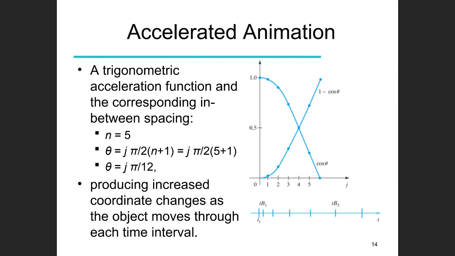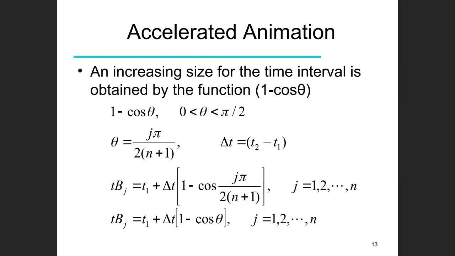Now by using the value for theta, we have to compute 1 minus cosine theta, and once that is computed, finally we calculate the value for t of bj, because t of bj depends on t1 and delta t. T1 is fixed, which is not changing. Delta t we have to calculate only one time by using this equation, and 1 minus cosine theta is changing every time, because in the equation for theta, j is changing every time. For example, for the first in-between frame, j will be equal to 1. For the second in-between frame, j will be equal to 2.